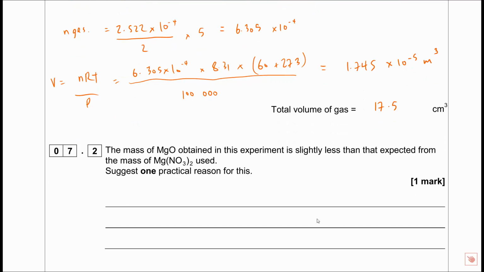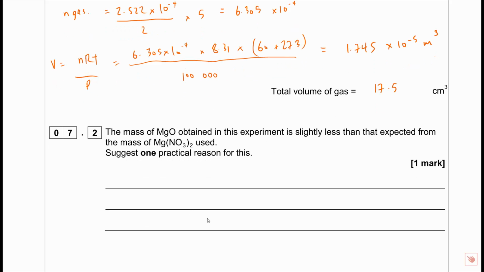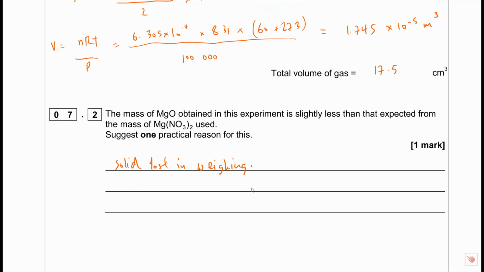The mass of magnesium oxide obtained in this experiment is slightly less than expected from the mass of magnesium nitrate used. Just one practical reason for this. Any idea where you're going to somehow lose solid? Solid lost in weighing is a good one. The mark scheme says some solid blown away with the gas produced. Anything with the idea of solid being lost, but don't just say solid lost, say where the solid is lost from.